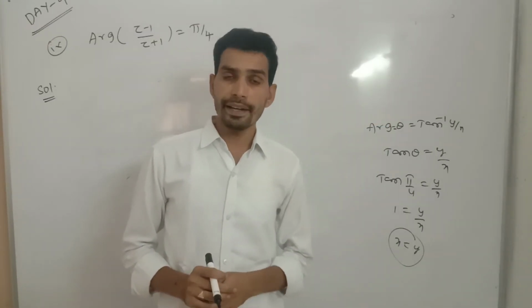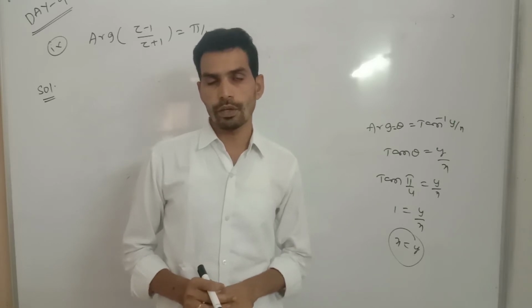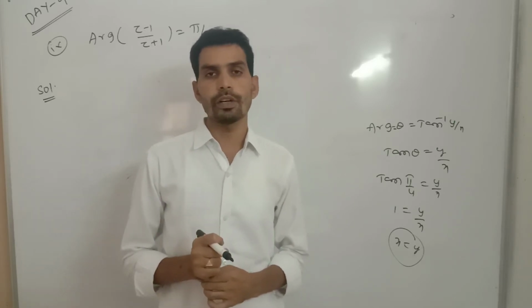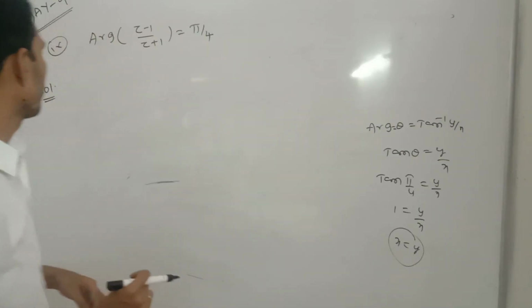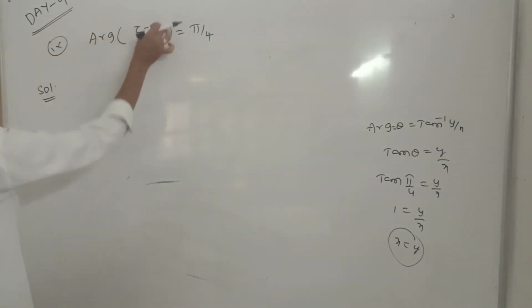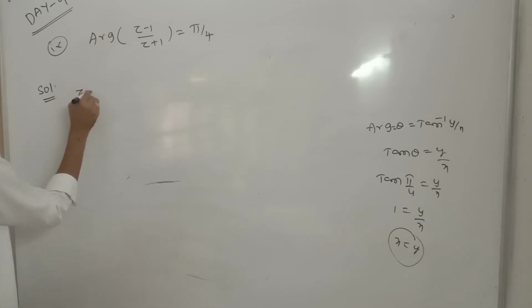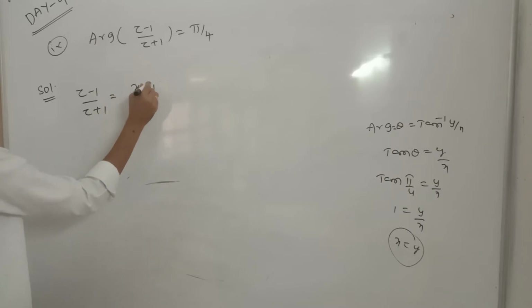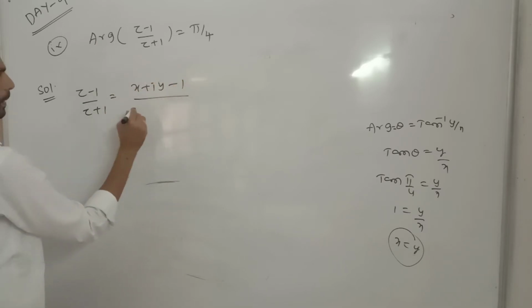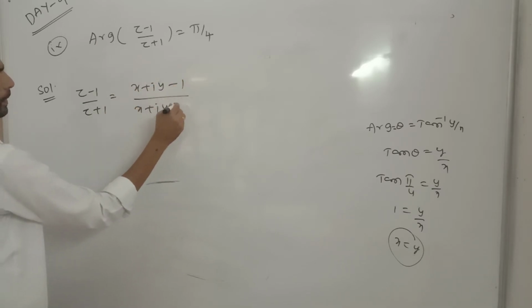Theta is equal to 90 means real part is equal to 0 and imaginary part is greater than 0. Already we know the conditions. Now here arc of z minus 1 by z plus 1. Now z minus 1 by z plus 1 is equal to, z means x plus iy, minus 1 by x plus iy plus 1.